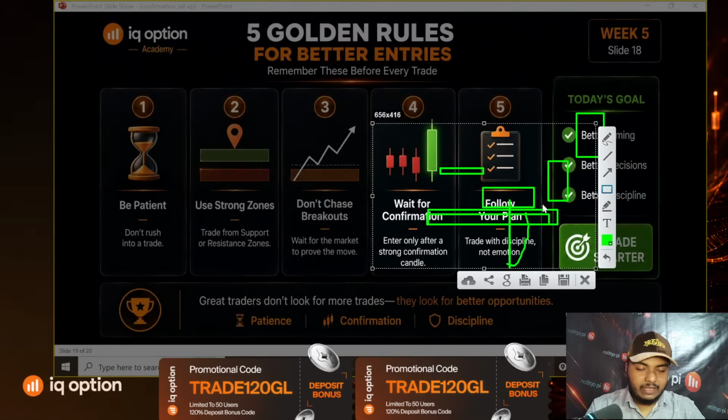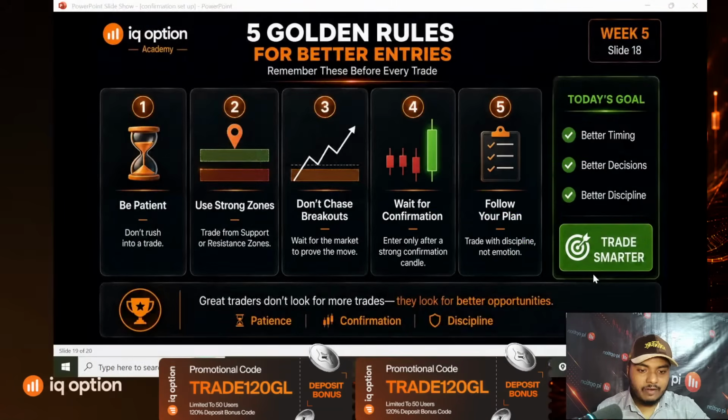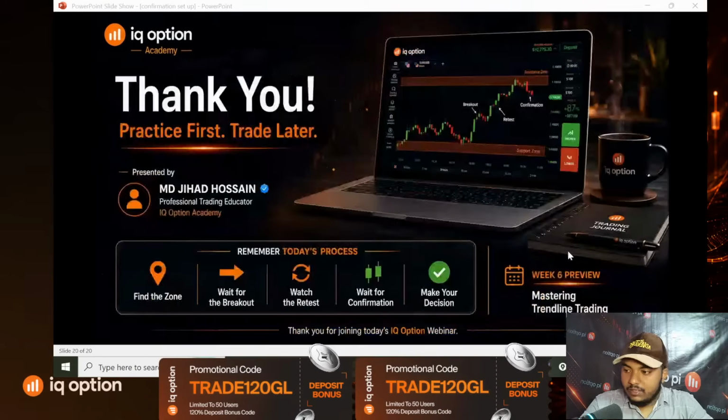In this webinar, I showed you that you have to wait for a momentum candle too. After getting a momentum candle's confirmation, this is the ultimate confirmation. After getting this momentum confirmation, you can execute your trade, and then you will find a high probability trading setup. Let's move to the next topic.